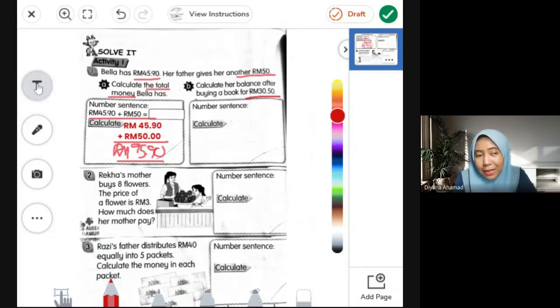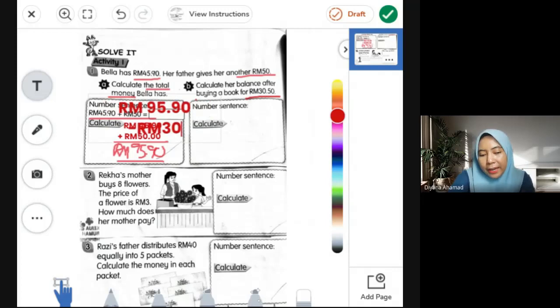Okay. Don't forget to write the number sentence. Teacher, the number sentence is, I have money 95 ringgit 90 cents. I need to minus 30 ringgit 50 cents. So I need to find the answer like that. So you do like that. You write it as the number sentence. Don't forget to write the number sentence here.